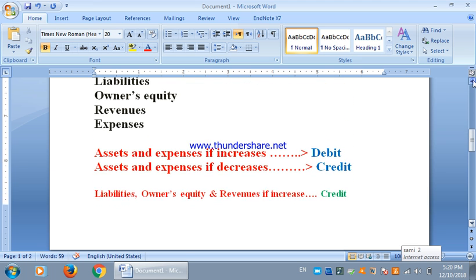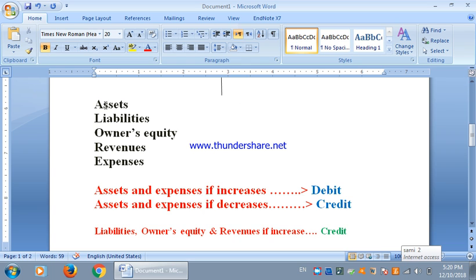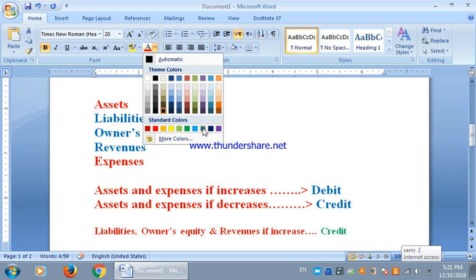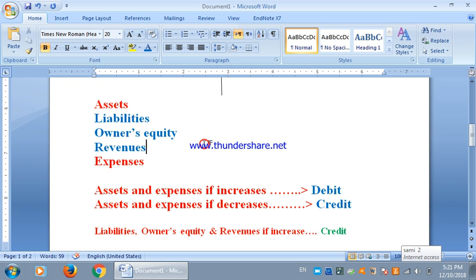This is a simple rule: whenever there is an increase in assets and an increase in expenses, you will have to debit it, and whenever there is a decrease in assets and expenses, you need to credit these two. While in case of the other three, that is liabilities, owner's equity and revenues, whenever there is an increase, you will have to credit it, and whenever there is a decrease, you need to debit it.